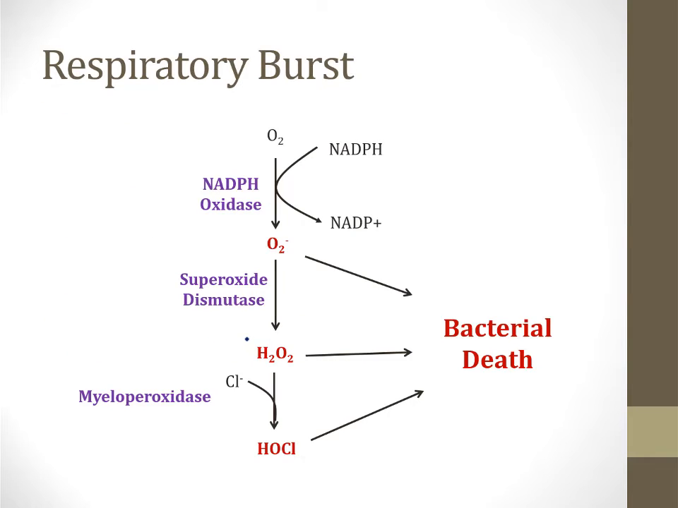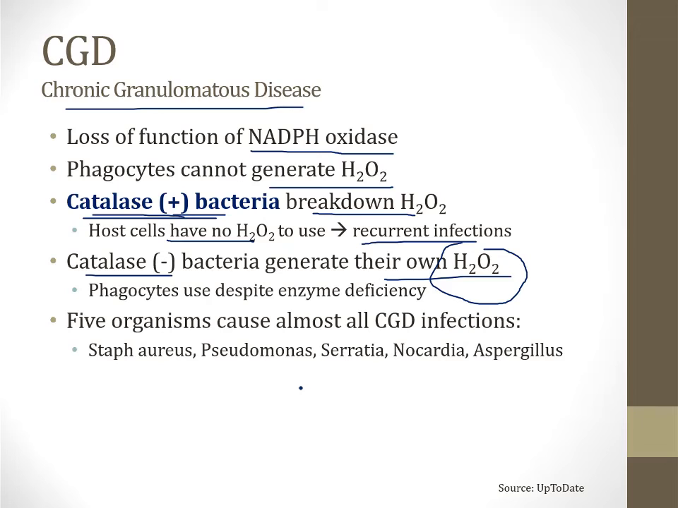If we go back to this slide, bacteria that lack the catalase enzyme will synthesize some hydrogen peroxide as part of normal metabolism. Myeloperoxidase can use that hydrogen peroxide to make hypochlorous acid, and together the phagocyte can use these two substances to cause bacterial death. Thus, they are more able to kill catalase negative bacteria compared to catalase positive bacteria that do not generate hydrogen peroxide.